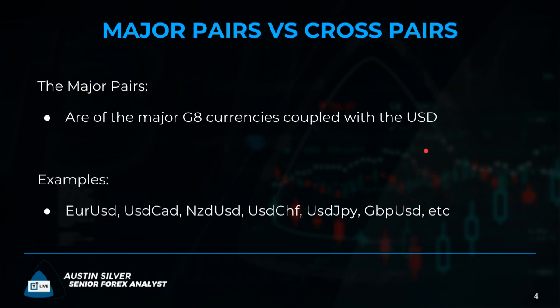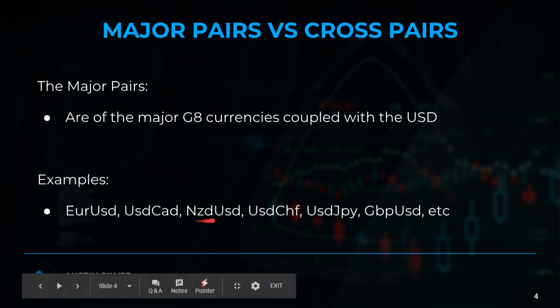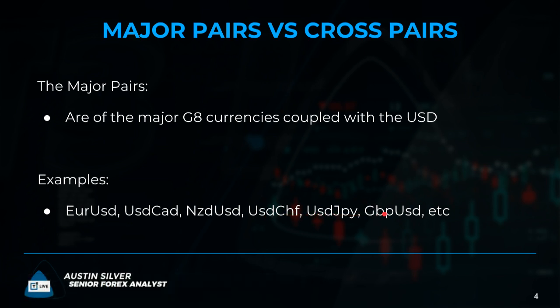Good. Next, while you have your base and quote currencies, you also have major currency pairs versus cross-currency pairs. Major pairs are any of the currency pairs that include the US dollar: Euro USD, USD CAD, NZD USD, USD Swiss franc, USD JPY, pound dollar. All of these pairs include the US dollar either as the base or the quote currency. Those are the pairs that we consider the major pairs.